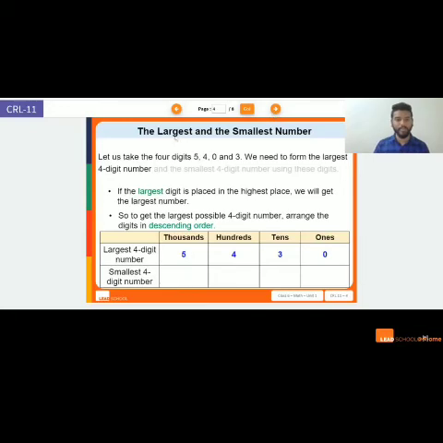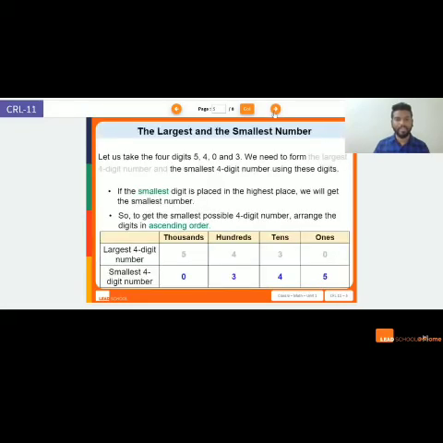You see, the largest digit in these 4 digits is 5, and I'll place it in my highest place value, that is thousands. Then I have 4, 0 and 3. I will arrange 4, 0 and 3 in descending order in the place value. I get 5, 4, 3, 0. Let us see how to make the smallest number using these digits.